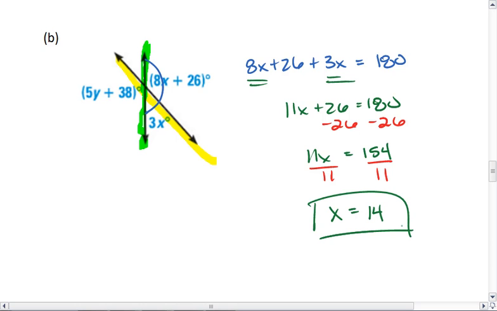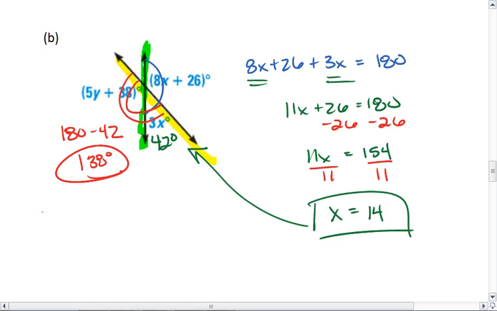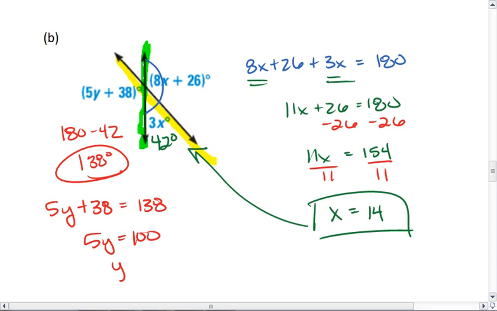Now we're not done yet. Since x equals 14, we can plug this number in. We get 3 times 14, which is 42 degrees. We now know that we have this linear pair here. If the bottom angle is 42, then this left angle is 180 minus 42, which is 138 degrees. Thus, 5y plus 38 equals 138. So 5y equals 100, y equals 20.